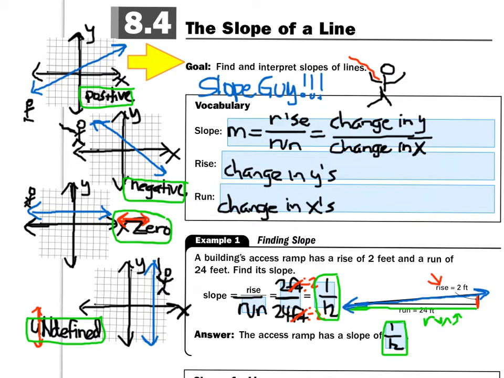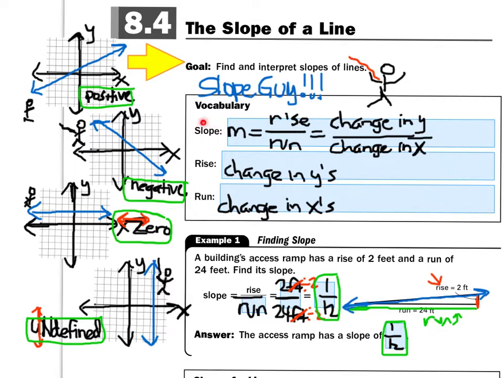Hello, you guys. Let's talk about 8.4, the slope of a line. I love this lesson because it reminds me of my favorite superhero, Slope Guy. And I drew him over here. It's really sad, I know, but draw a stick figure with a cape because he's a superhero.